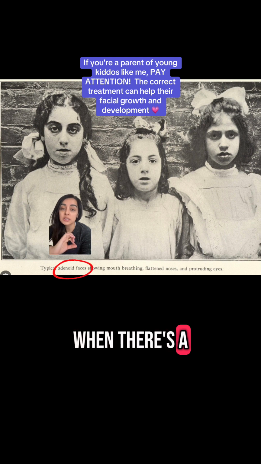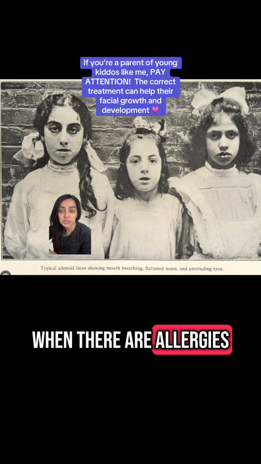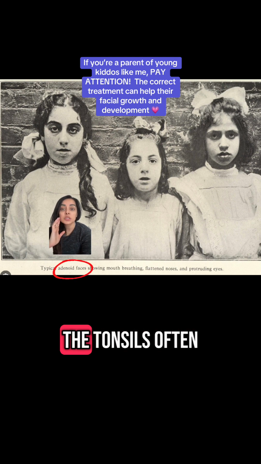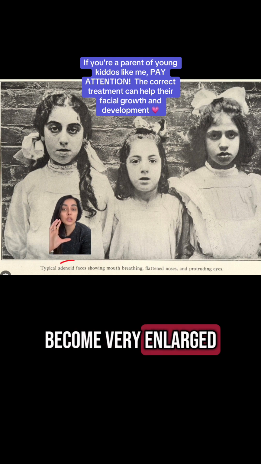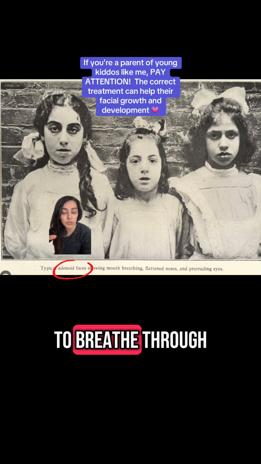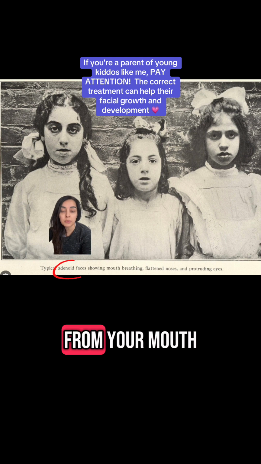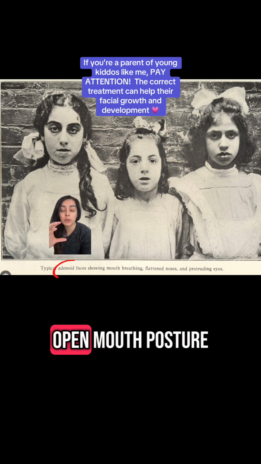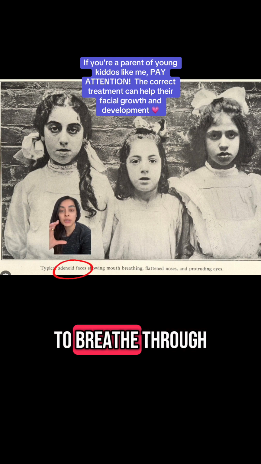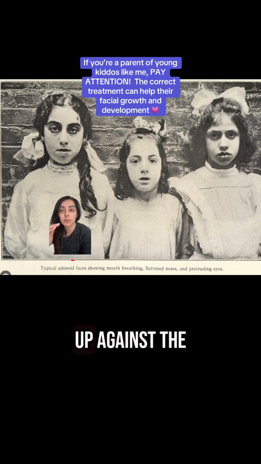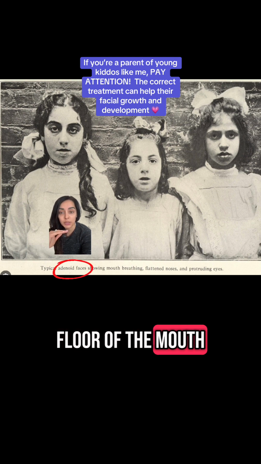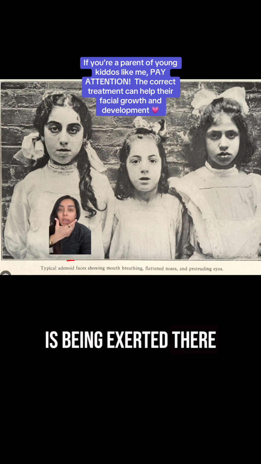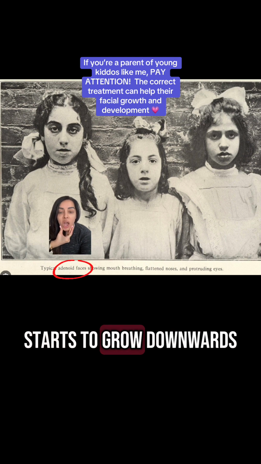But if or when there's a tongue tie, or if or when there are allergies, the adenoids and the tonsils often become very enlarged, making it impossible to breathe through the nose. So where else can you breathe from? Your mouth. So you have to have an open mouth posture to breathe through your mouth. And your tongue, instead of being up against the roof of the mouth, is down at the floor of the mouth. And the pressure is being exerted there, and your face starts to grow downwards.